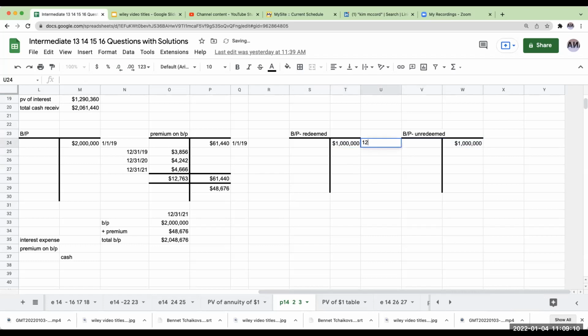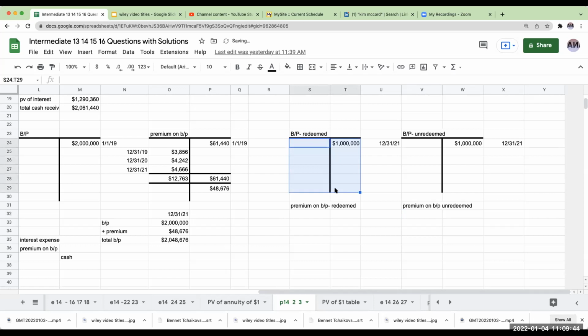What I'm doing is I'm just rewriting history. So this is 12/31/21, 12/31/21. I'm just showing these instead of in one big T account. I'm breaking this up into my redeemed and my unredeemed. I can also do this over here: I'm going to have premium on bond payable redeemed, and premium on bond payable unredeemed.